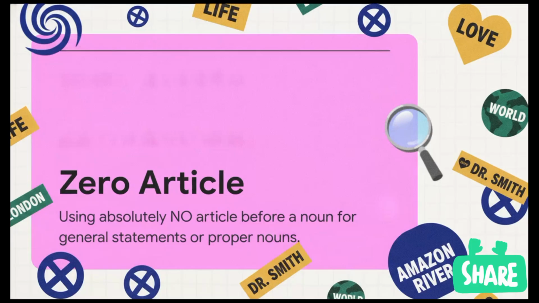article at all. I want you to imagine the zero article as this magical, invisible word where we intentionally leave the space before a noun completely blank. You'll often see it written as that little circle with a slash through it.